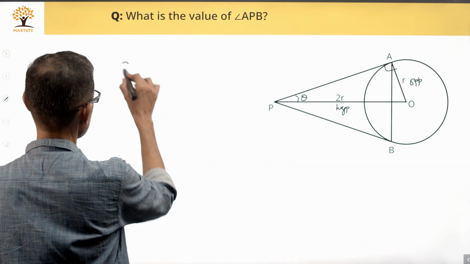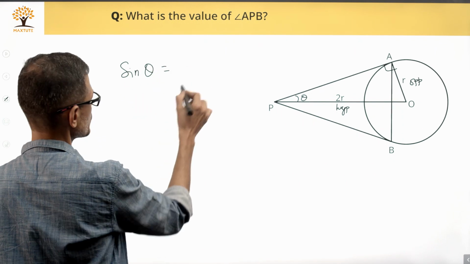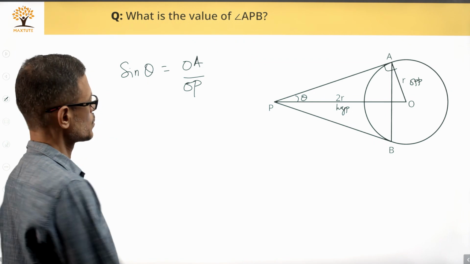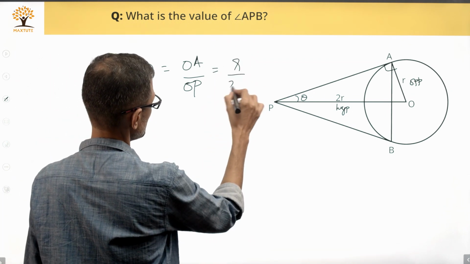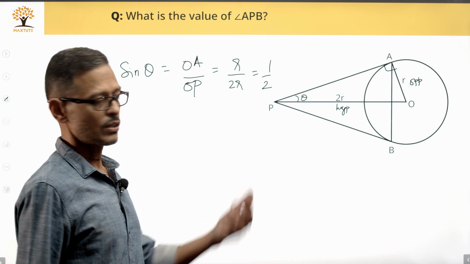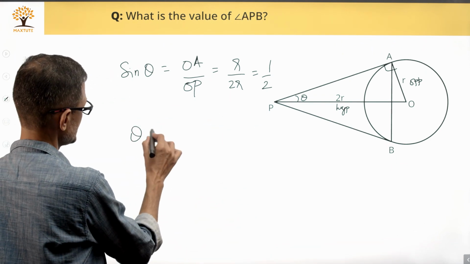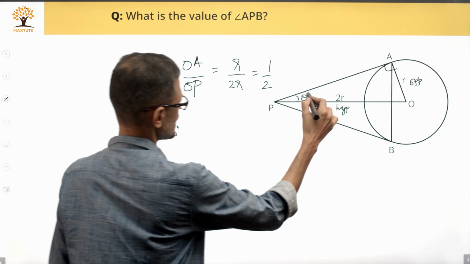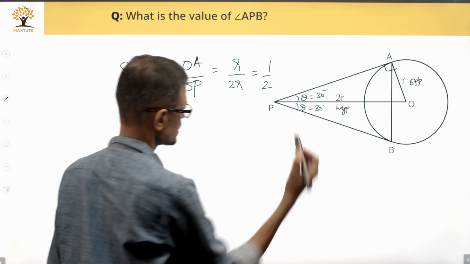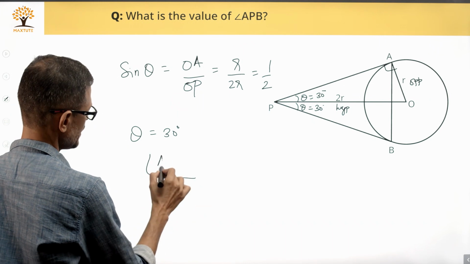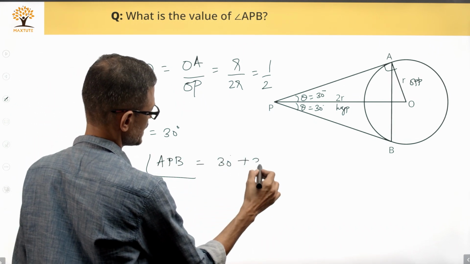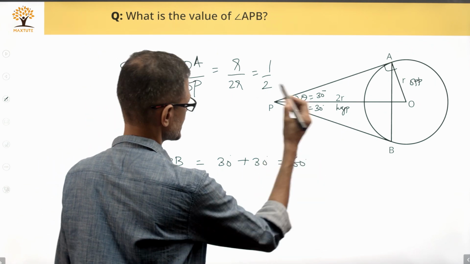So, sine of angle theta is equal to the opposite side OA divided by the hypotenuse OP. So, this is equal to R by 2R, which is equal to 1 by 2. Sin theta is equal to 1 by 2, which means that theta is equal to 30 degrees. We have already established that this is also equal to theta, which is equal to 30 degrees. So, angle APB is equal to 30 degrees plus 30 degrees, which is equal to 60 degrees, right.